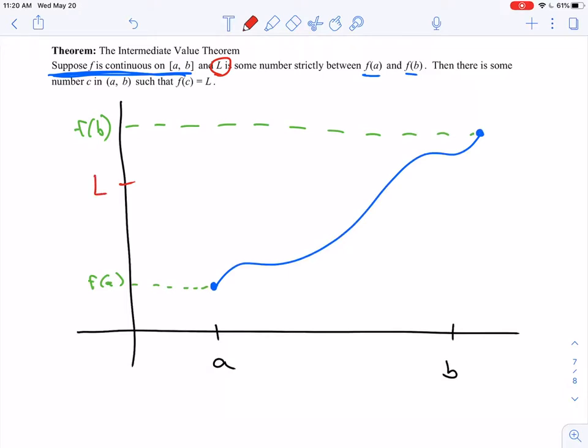What this means is that this theorem guarantees that there is some number between a and b such that if you take that number and plug it into your function, you get back L. So this would be my c right here. The way I've always thought about it, this is just kind of a specific example, but I think it makes a lot of sense.